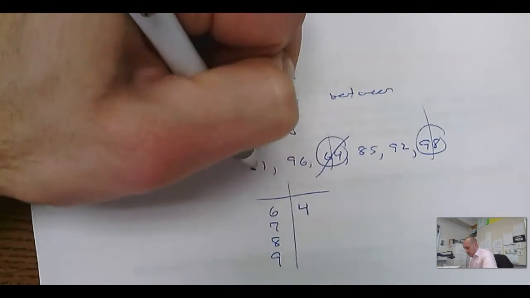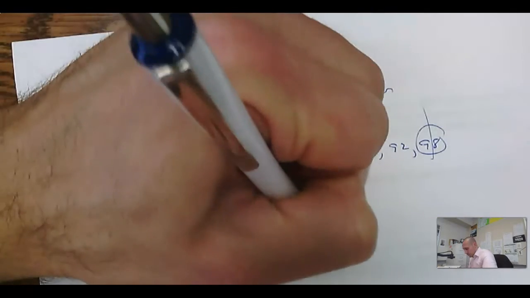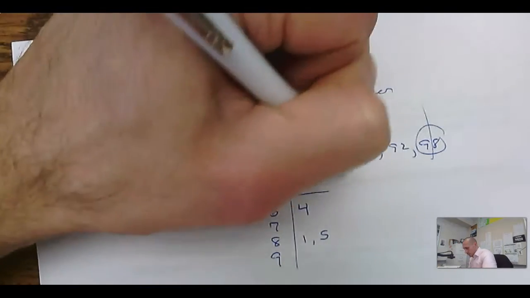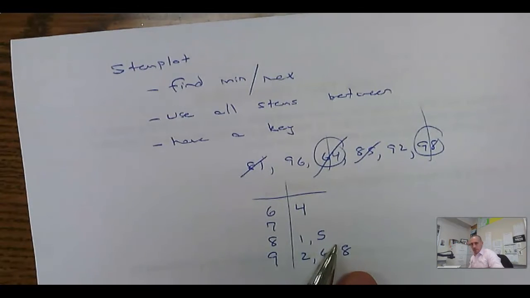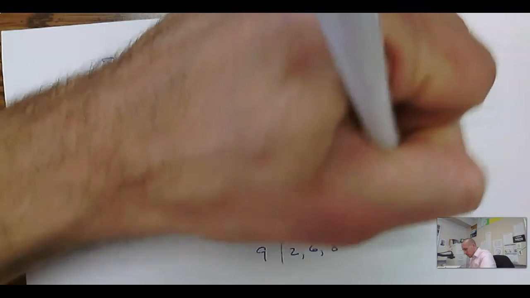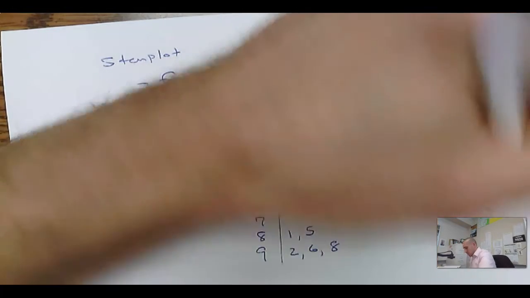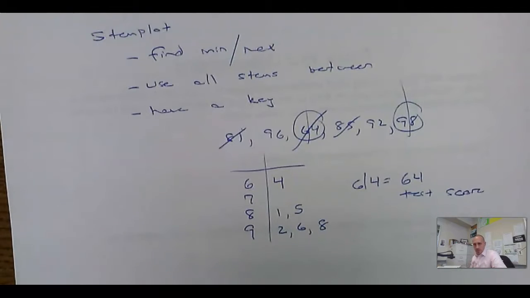Leaf 4, that's gone. Nothing in the 70s, 81, 85, 92, 96, 98. And I want to make sure each number takes up about the same amount of space because I need to kind of consider this like a dot plot so then when I start thinking about shape and things like that. Okay, I need a key. So 6/4 equals a 64 for their test score. So I know what that actually represents. All right, so that's what I want to think about when I'm making a stem plot. You could have back-to-back stem plots.